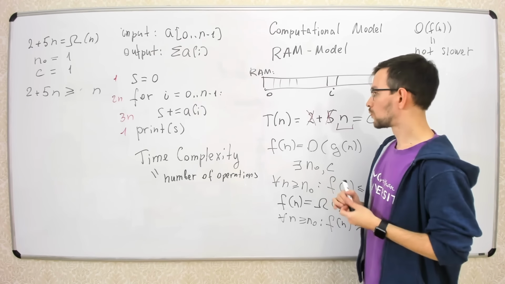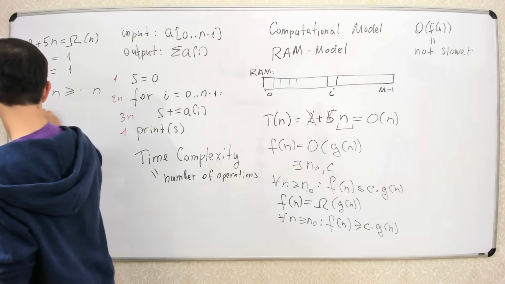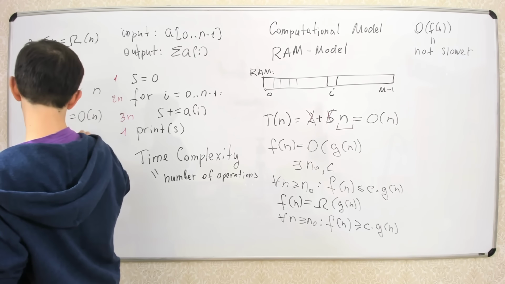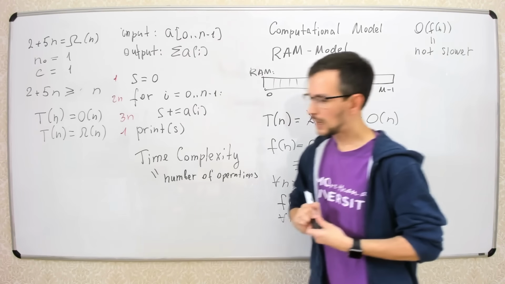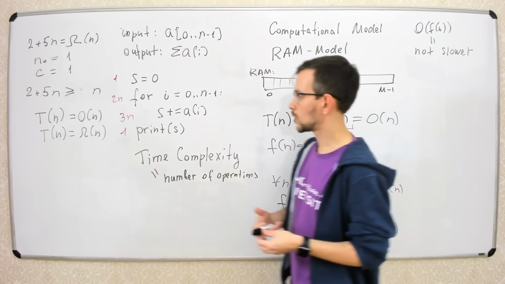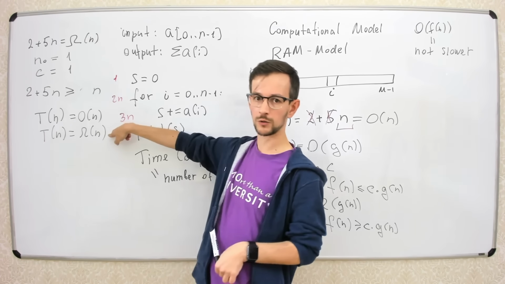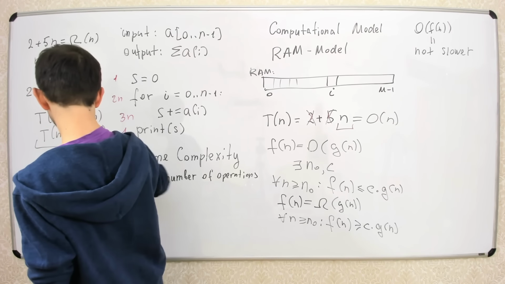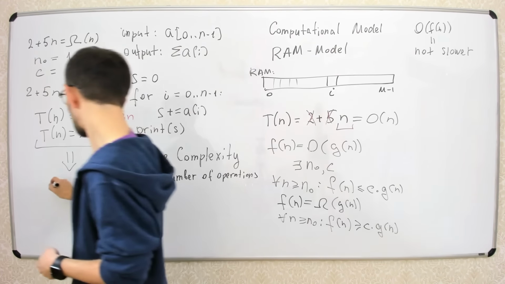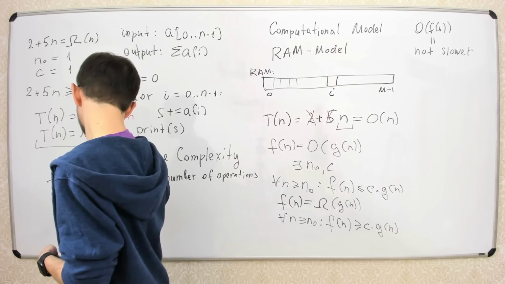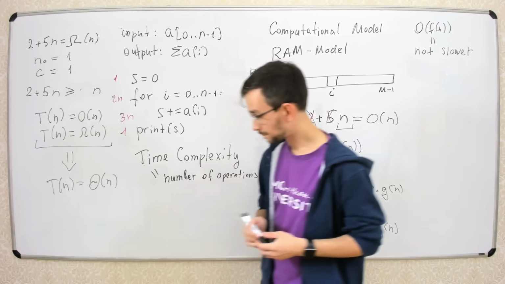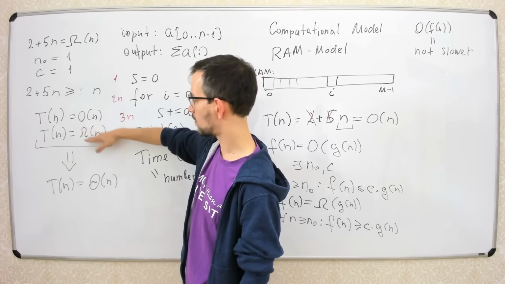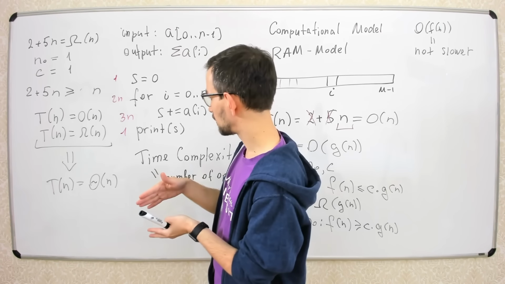So now we prove that the time complexity is big O of n, and the time complexity is big omega of n. And when you have a situation like this, where you have the same upper and lower bound on the complexity, there is a special symbol for this. So when you have these two statements, then you have T of n equal to big theta of n. That's a special sign which means that the lower and upper asymptotic bounds are the same.